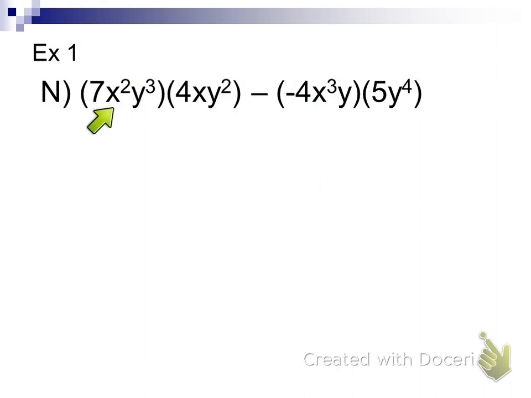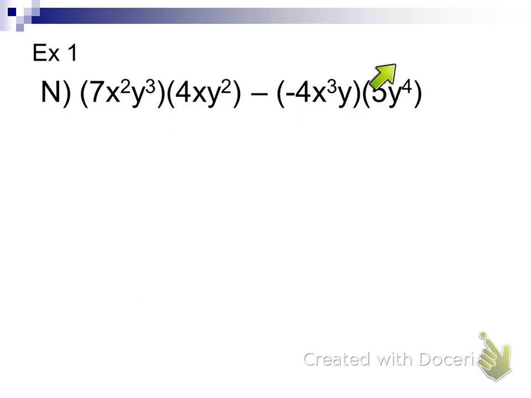So up front, what am I going to end up with? 28 x to the third, y to the 6th. Careful, y to the 5th. You just add them. Good. Minus, what will I end up with back here? You would do minus 4x to the third power y minus 5y 4.